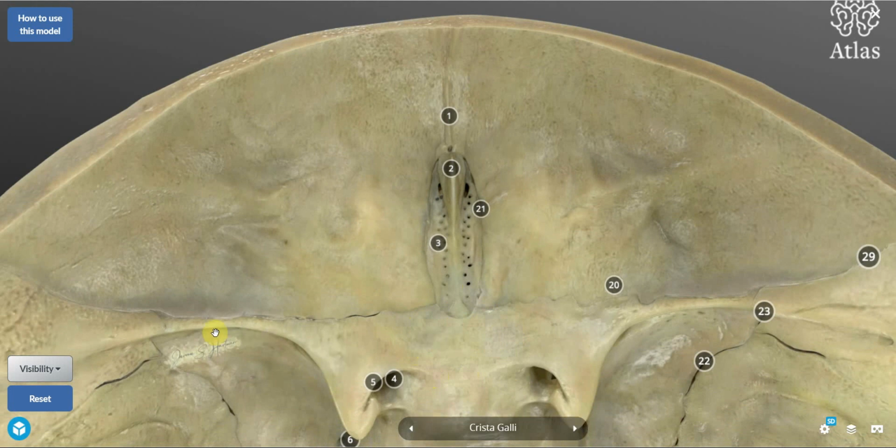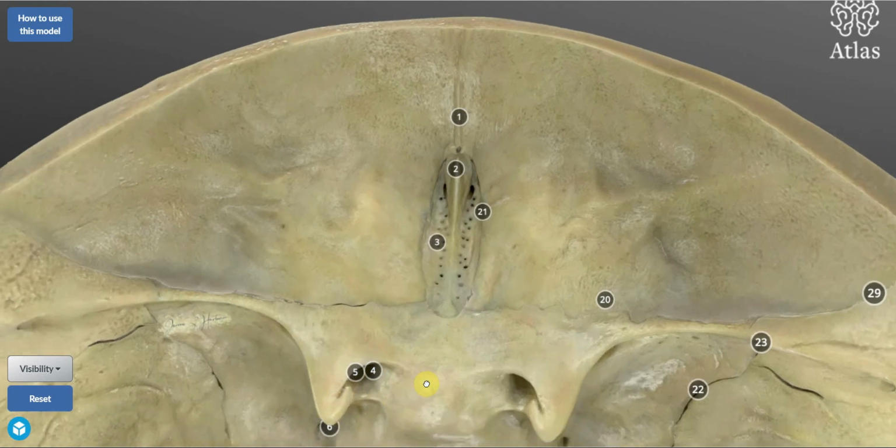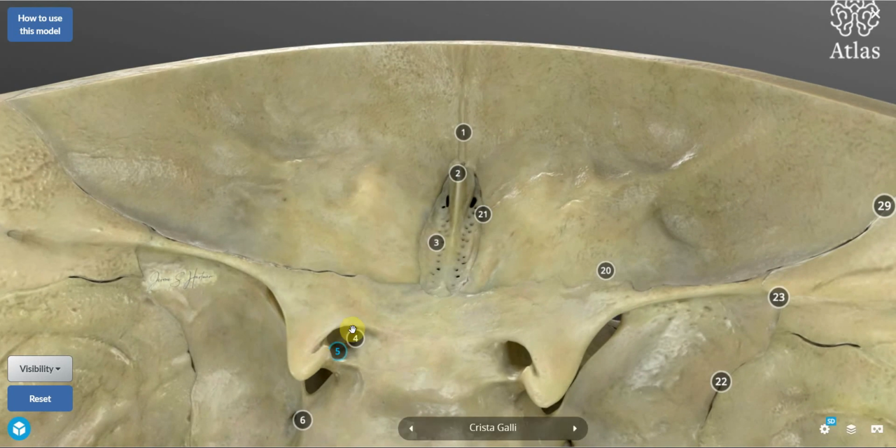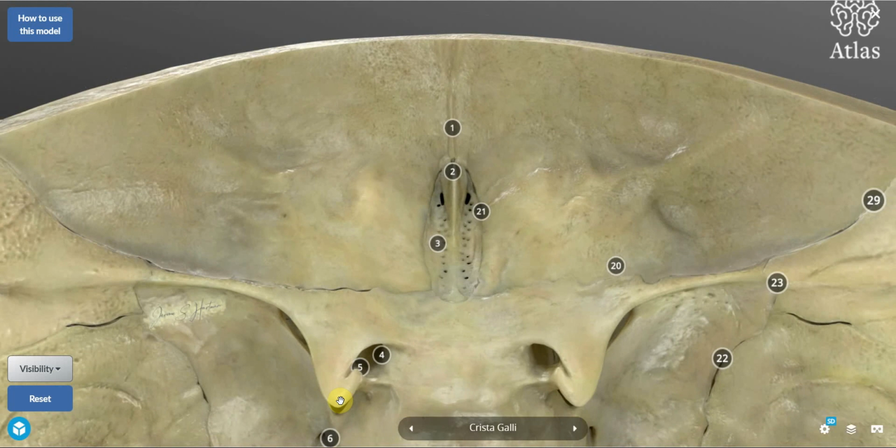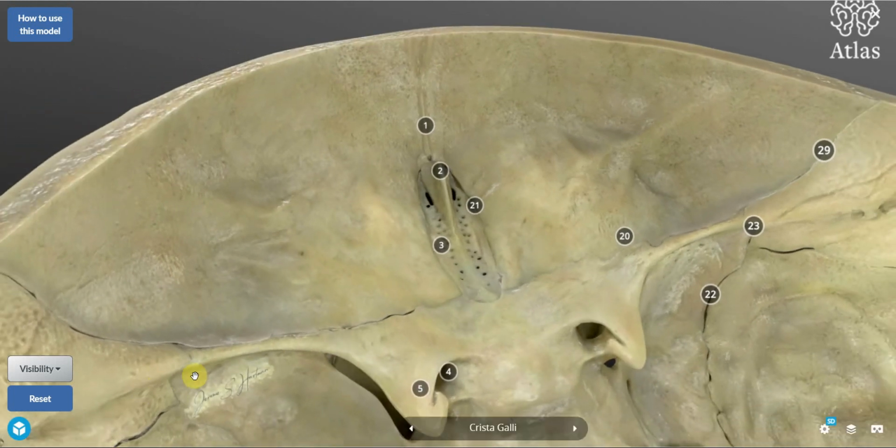Laterally, we can see that this is the lesser wing of sphenoid, and it is attached by two roots to the body of the sphenoid bone, encompassing the optic canal. The anterior clinoid process gives attachment to the free margin of the tentorium cerebelli, which is another fold of dura mater. The posterior border of the lesser wing of sphenoid is related to the lateral sulcus of the cerebrum.